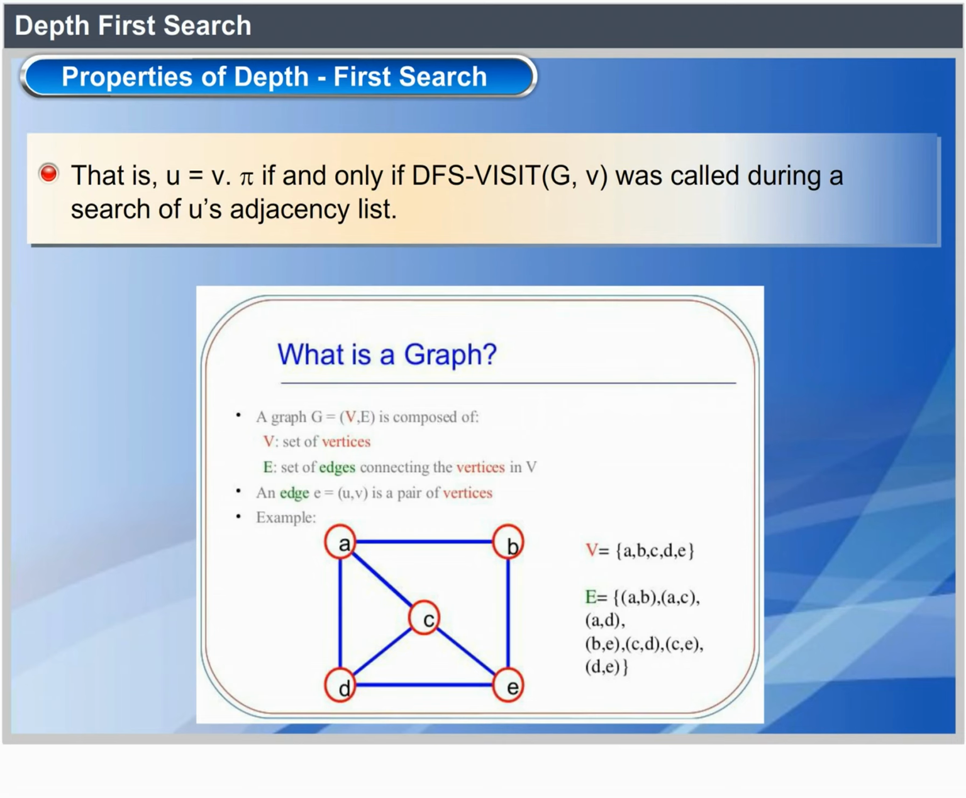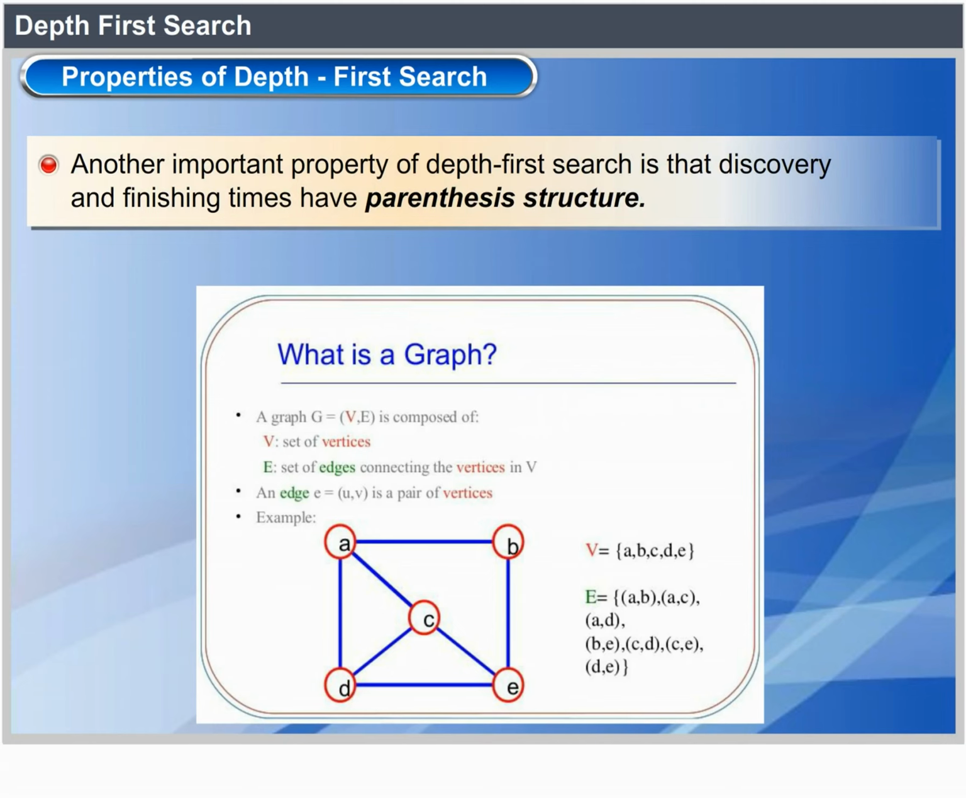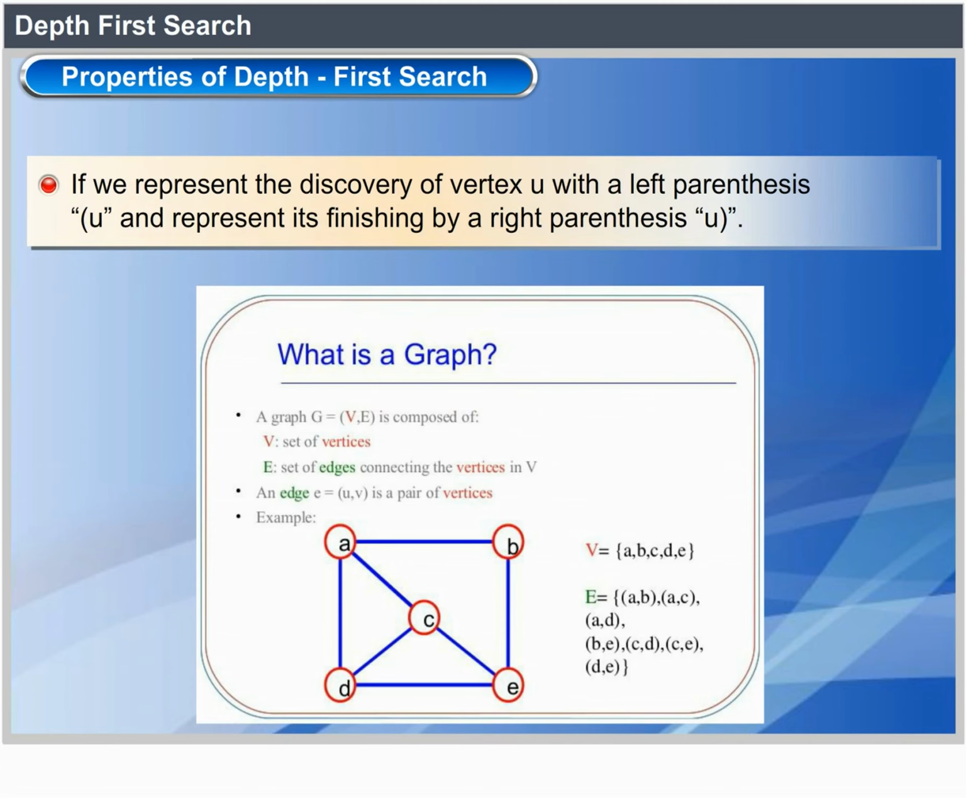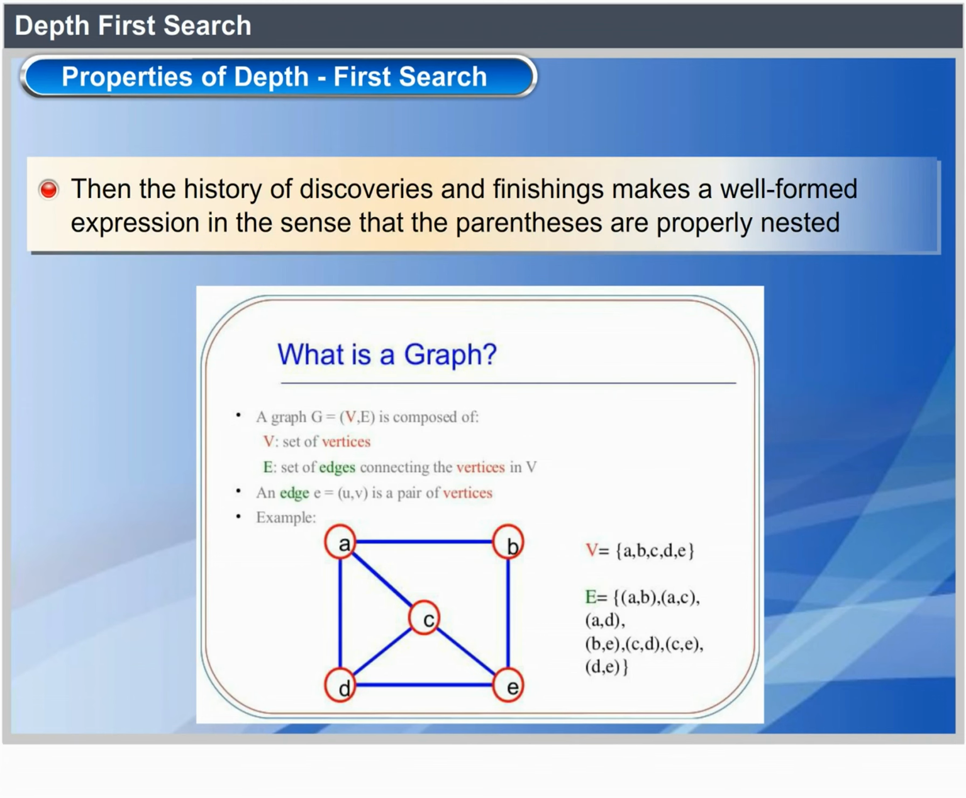Additionally, vertex V is a descendant of vertex U in the depth first forest if and only if V is discovered during the time in which U is green. Another important property of depth first search is that discovery and finishing times have parenthesis structure. If we represent the discovery of vertex U with a left parenthesis and represent its finish by a right parenthesis, then the history of discoveries and finishings makes a well-formed expression in the sense that the parentheses are properly nested.